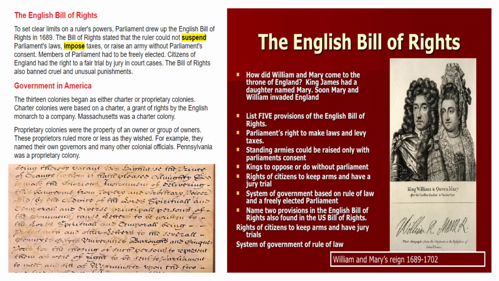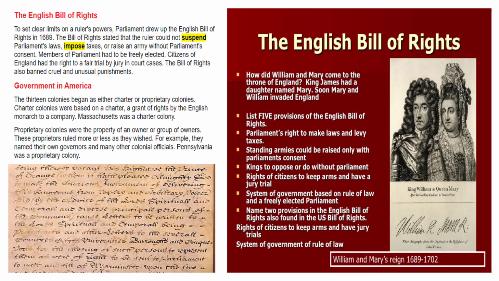Government in America. The 13 colonies began as either charter or proprietary colonies. Charter colonies were based on a charter, a grant of rights by the English monarch to a company. Massachusetts was a charter colony. Proprietary colonies were the property of an owner or group of owners. These proprietors ruled more or less as they wished. For example, they named their own governors and many other colonial officials. Pennsylvania was a proprietary colony.